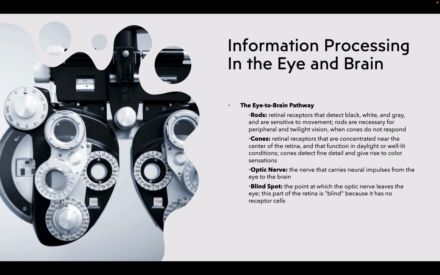The optic nerve is the nerve that carries the neural impulses from the eye to the brain. So the rods and cones concentrate the light and through a process with other cells, which we're not going to include in this because I want to make it more straightforward, change the wavelengths to neural impulses. Okay.